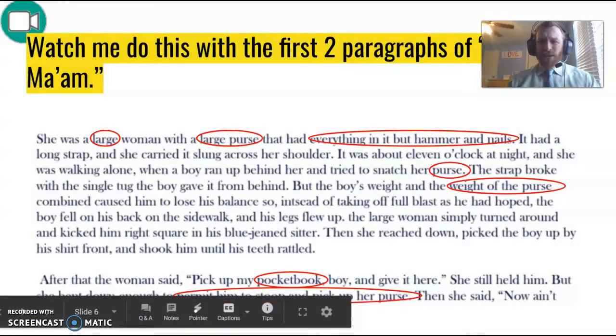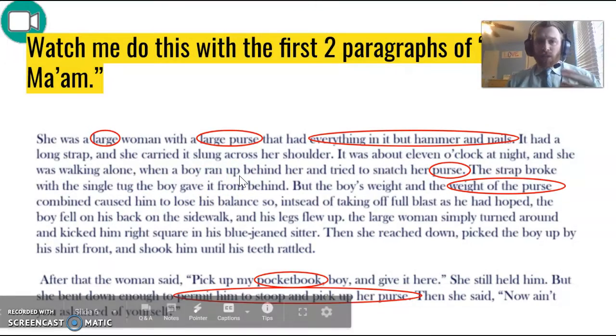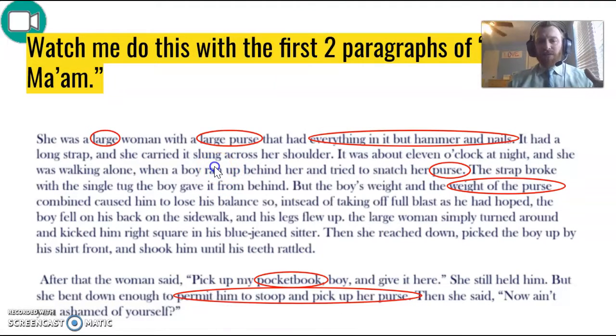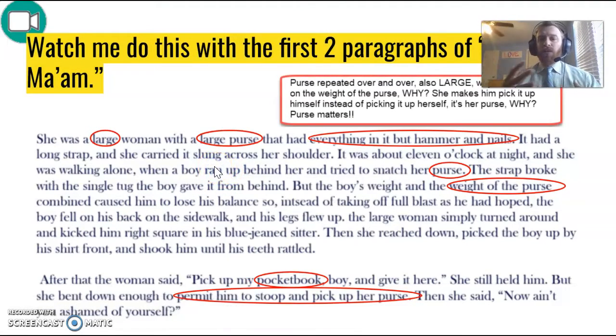Now, if you notice, I actually went through and annotated quite a bit of things about this purse that was going on. So now that I've circled some things that were capturing my attention, I want to make sure I jot myself a quick little note. So I said, like, this purse is repeated over and over. Also, it's large. Emphasis on the weight of the purse. Why? She makes him pick it up instead of herself picking it up. It's her purse. Why is she doing that? It seems like the purse matters.